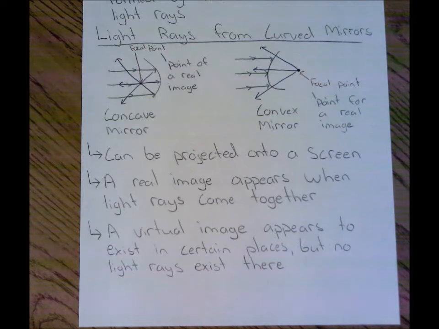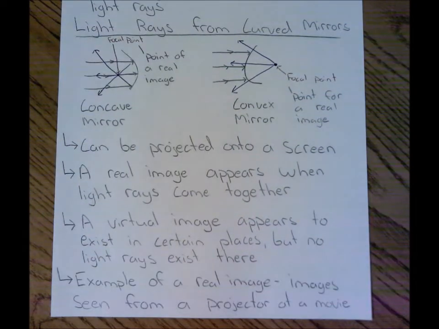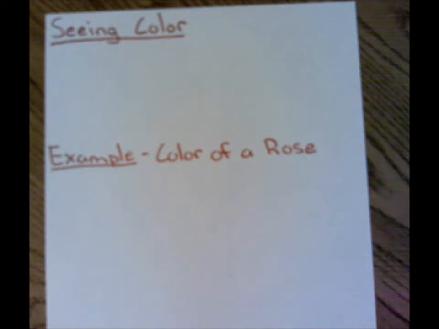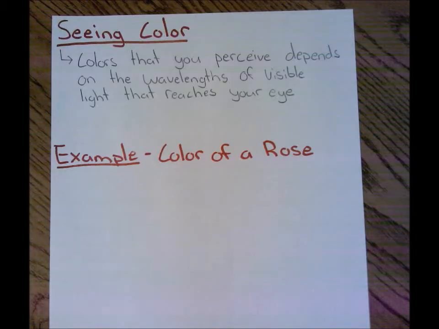Alright, so now what we can do is shift gears and go from images and light rays from mirrors to talking about color. So when we see color, what is happening here is that the colors we perceive, or that we actually see, are going to depend on the wavelengths of visible light that actually reach our eyes. So the best way to understand this business about wavelengths and color is to actually go through an example.